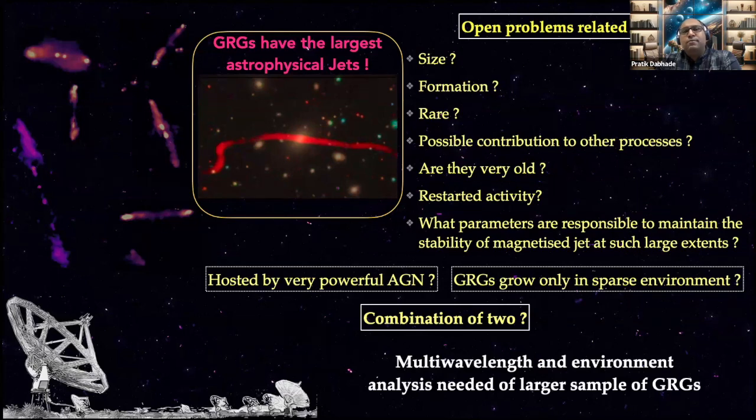Now, this was proposed, of course, but only a handful of GRGs were known back then in the 80s and 90s. Things started to change around the 2000s when the sample grew larger, to 50 and 100. But again, that is not enough, and we also need multiwavelength data to really probe their AGN properties.